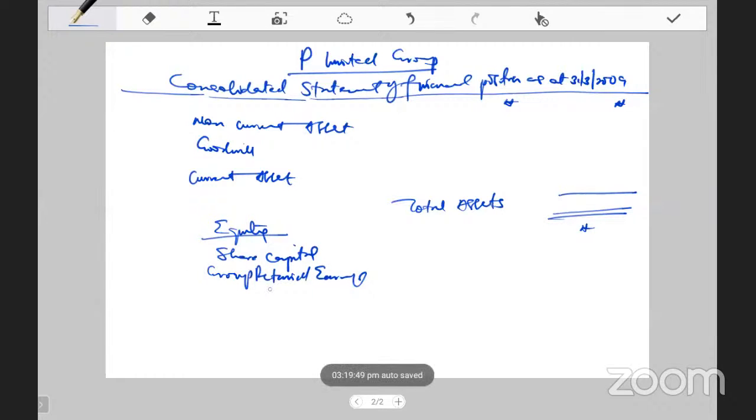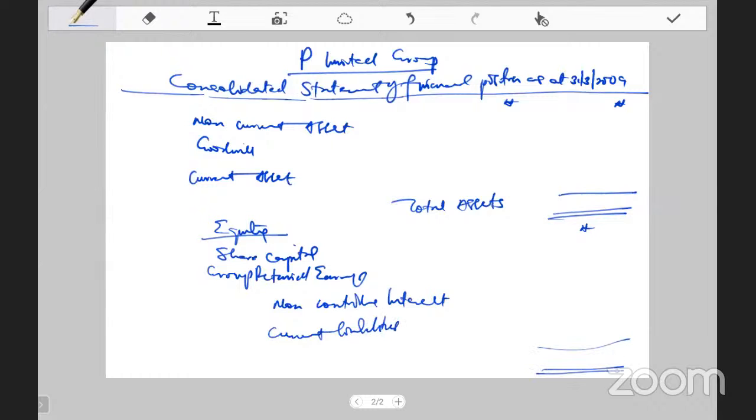After retained earnings, you now have the non-controlling interest. After the non-controlling interest, I now have the current liabilities. Now, this is what the examiner wants to see. But I want you to know that I can't get to all what this examiner wants to see if I don't go through all the adjustments.